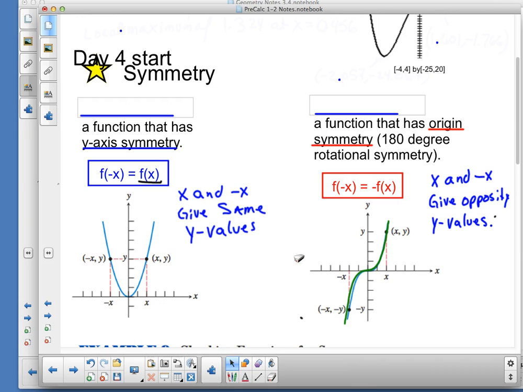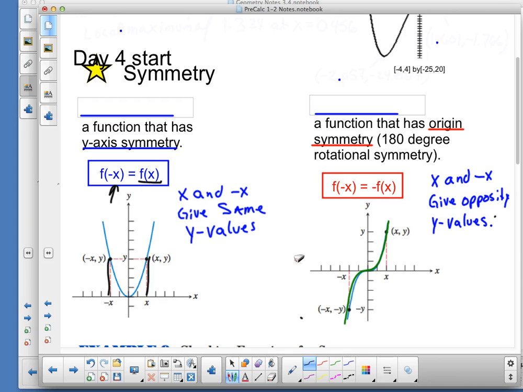f of x equals x squared is a great example of an even function. In an even function, whenever I put in the opposite of x, I get out f of x. There is no sign change when I put in the opposite of an x value. So if I have 2 and I put in -2, there's no change between -2 and 2. And that makes sense for my y values, or my range values, coming out.